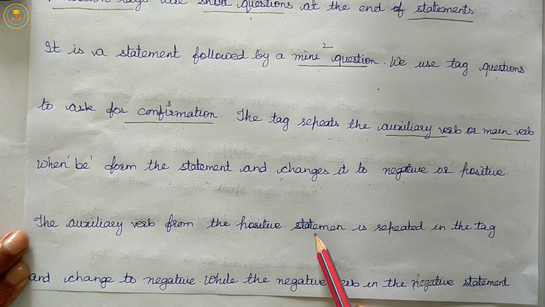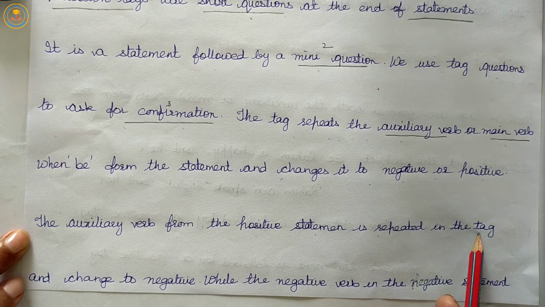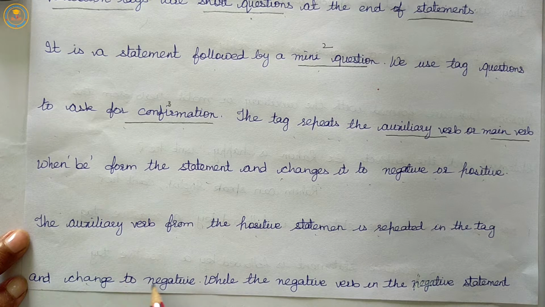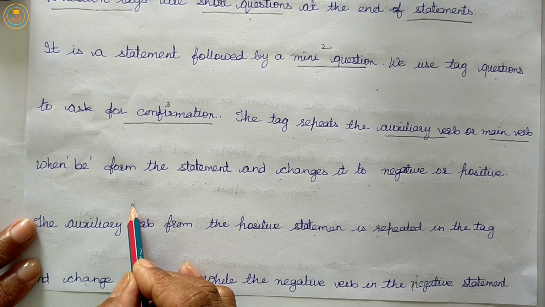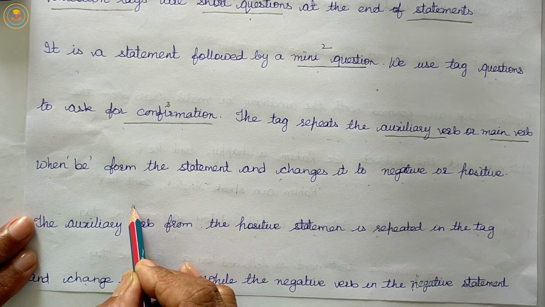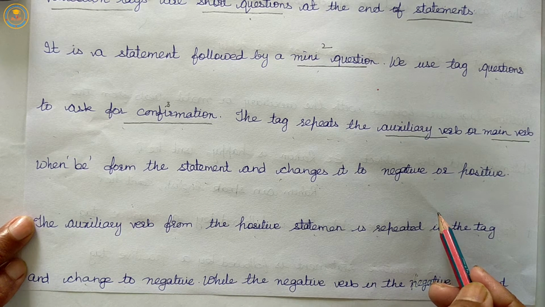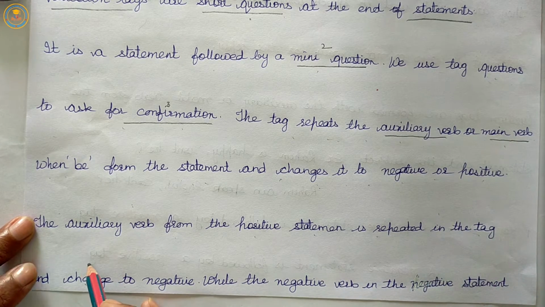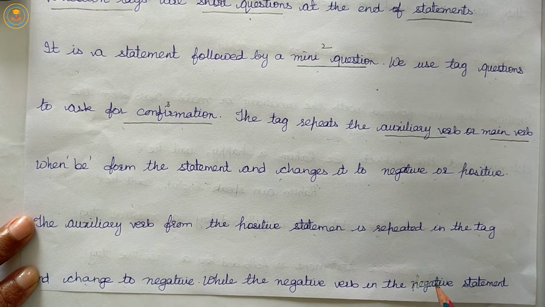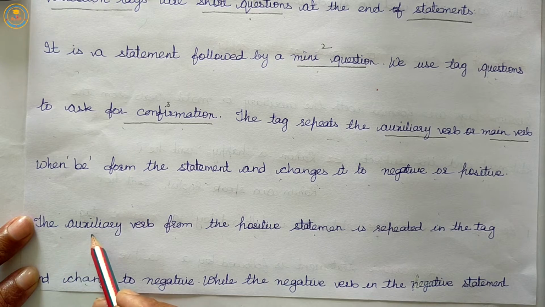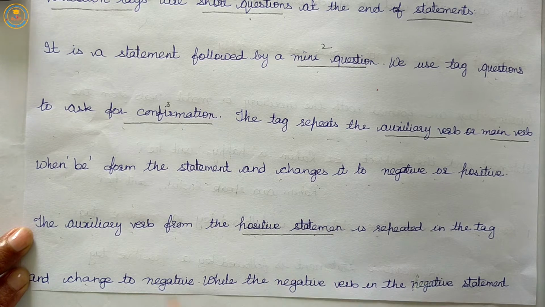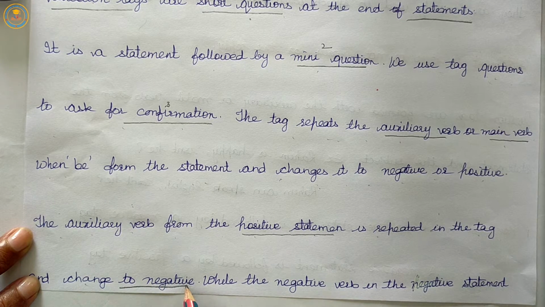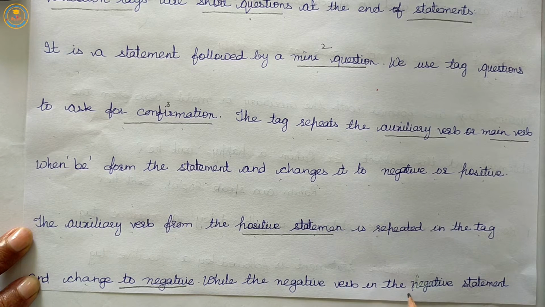from the positive statement is repeated in the tag and changed to negative. Listen carefully. When the statement we are talking about is in positive form, then the tag question will be in negative, and if the statement is in the negative form, then the tag question will be in the positive. So, the auxiliary verb from the positive statement is repeated in the tag and changed to negative, while the negative verb in the negative statement changes into positive.